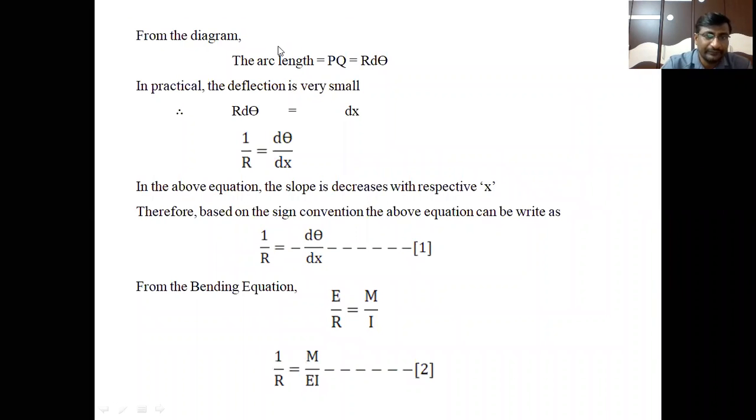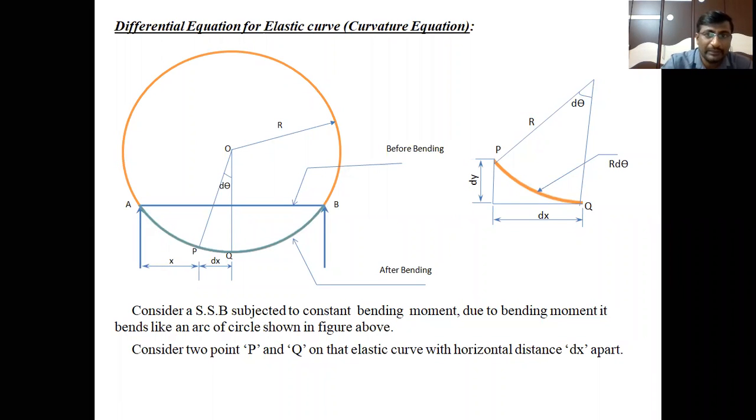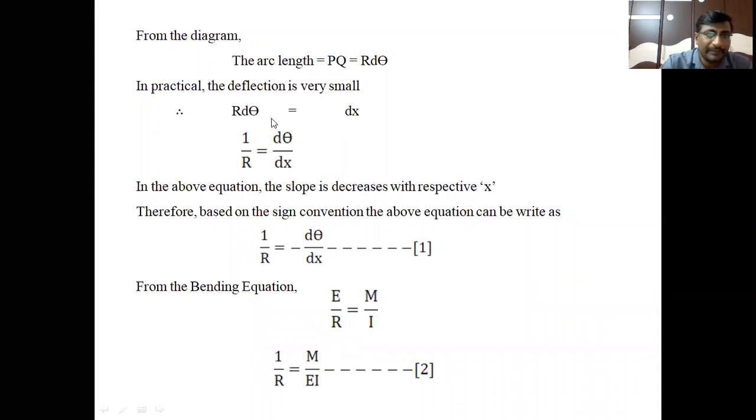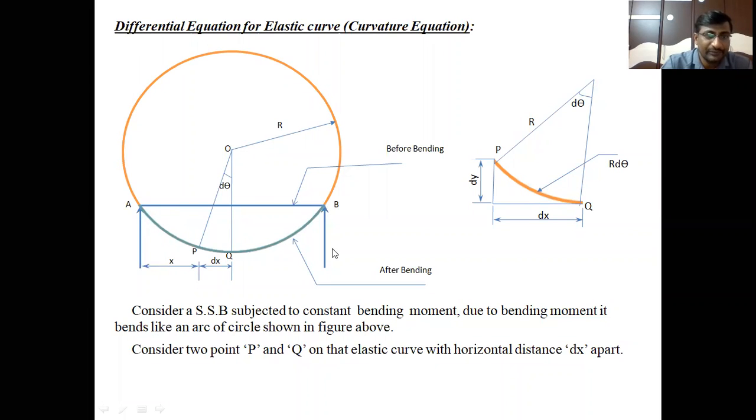From the diagram, we can write the arc length PQ is equal to R d theta. In practice, the deflection is very small. If the deflection of this beam is very small, the horizontal distance dx is equal to the arc length. The angle d theta is very small, therefore the arc length is represented as dx. dy is very small.